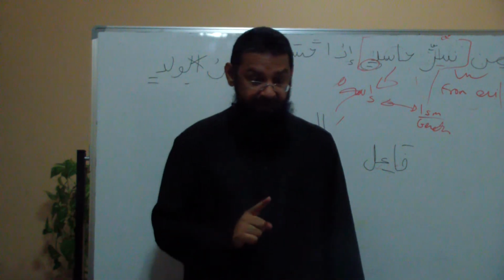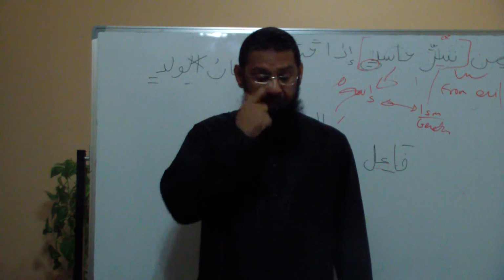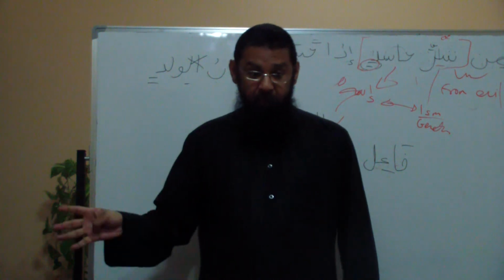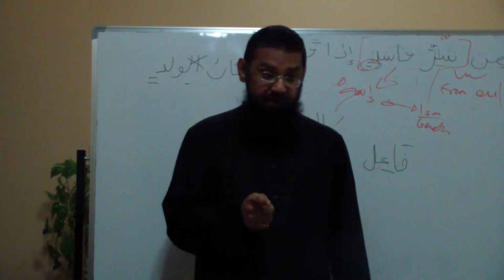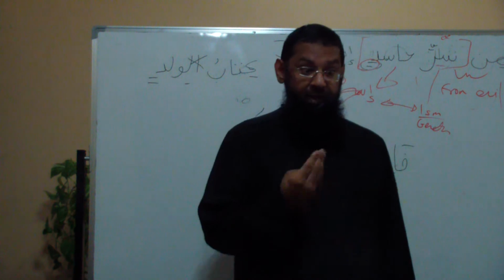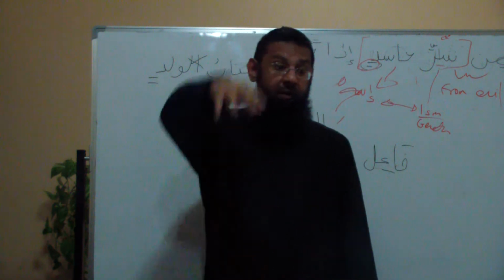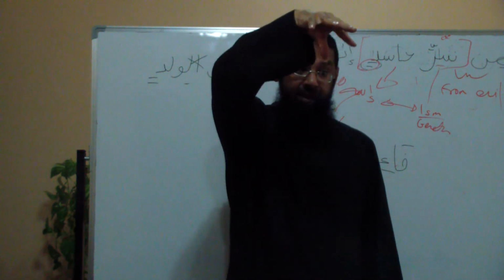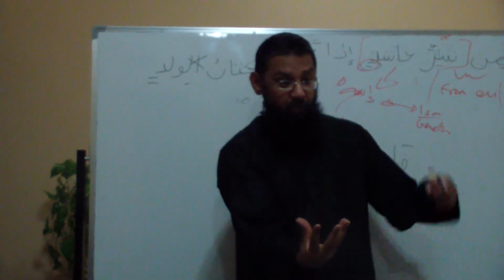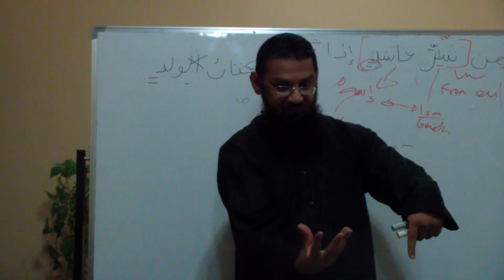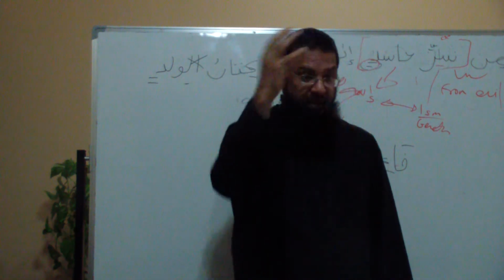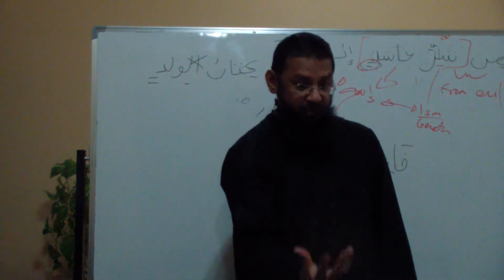Okay? So fa'il is our active participle. We did this. When we did fa'ala, he did. Fa'alu, they did. Fa'alta, you did. Fa'altum, you did. Fa'altu, I did. Fa'alna, we did. And then you've got fa'il. He is the doer or doing. And maf'ul, the one who has been done to. Fa'il, the doer. And maf'ul, the one who has been done to.